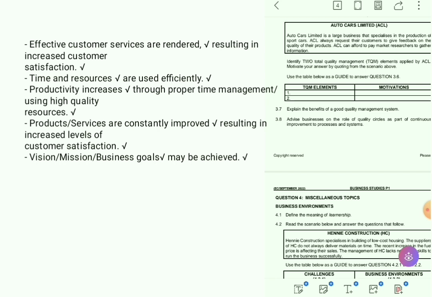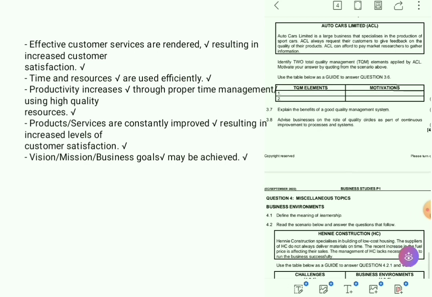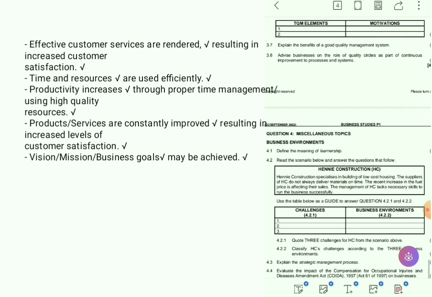3.7 Explain the benefits of a good quality management system. Effective customer services are rendered, resulting in increased customer satisfaction. Time and resources are used efficiently, which is the one you should never forget. Productivity increases through proper time management and using high quality resources. Product services are constantly improved, resulting in increased levels of customer satisfaction. So that's it.